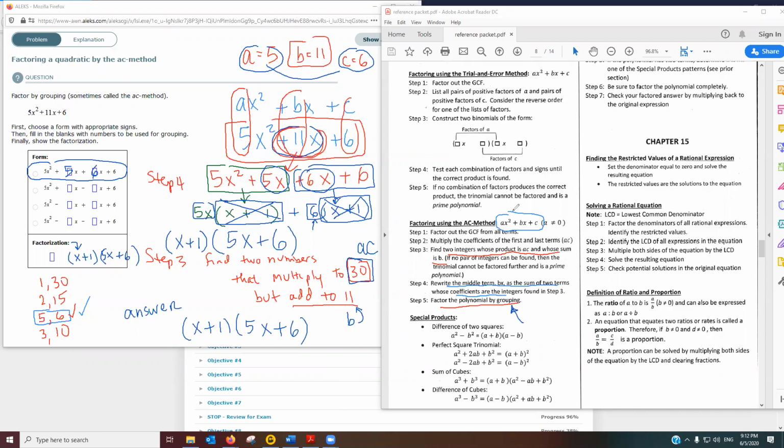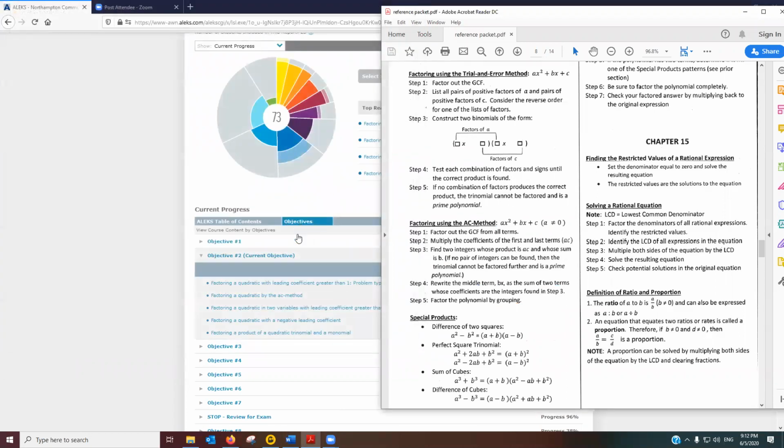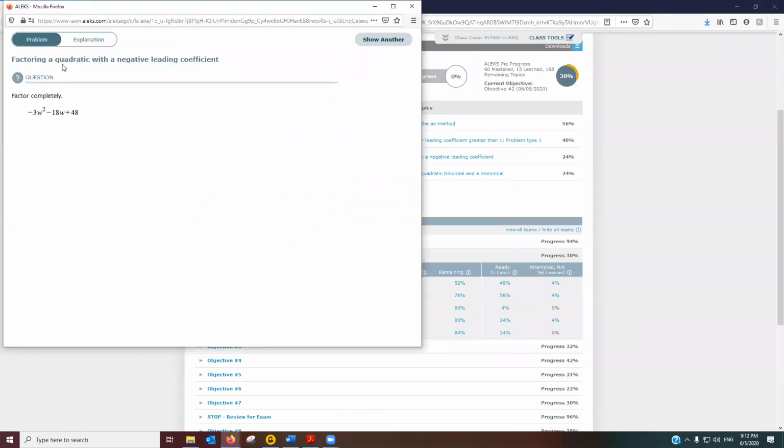All right, so this is called the AC method. Let's do another example from ALEKS. How about if we come here? This says factor a quadratic with a negative leading coefficient.